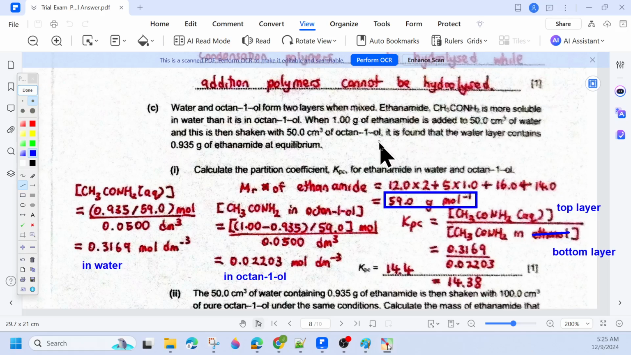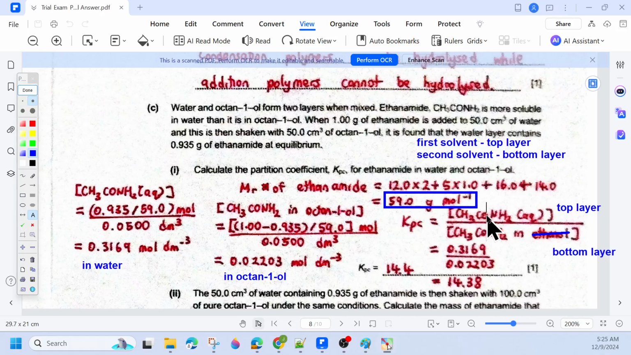Okay, now, how come the aqueous salt is the top layer? Because octan-1-ol is actually more dense than water. But how do we know that? I want you guys to remember this. If they ever ask a question like this, calculate the partition coefficient Kpc of ethanamide, and they give you the two solvents, water and octan-1-ol, remember: the first solvent is often the top layer. The second solvent after that is often the bottom layer.